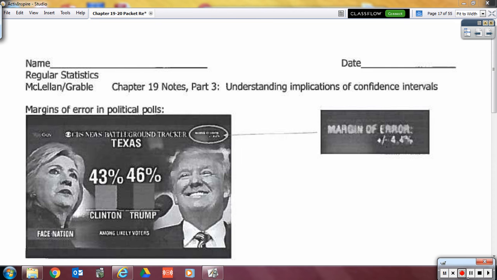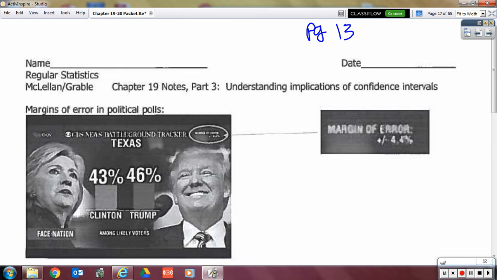Okay, so on page 13 today, guys, we're going to put these confidence intervals in context and show you how they are used in real life. Okay, everybody, so you're on page 13. Probably the most common place that you hear of confidence intervals being used is whenever they do political polls.